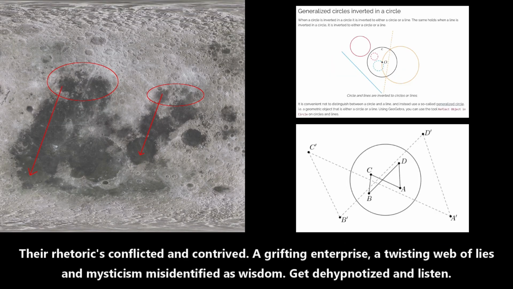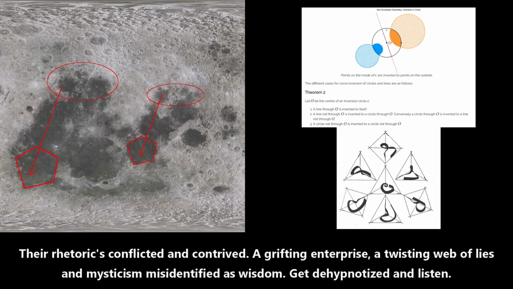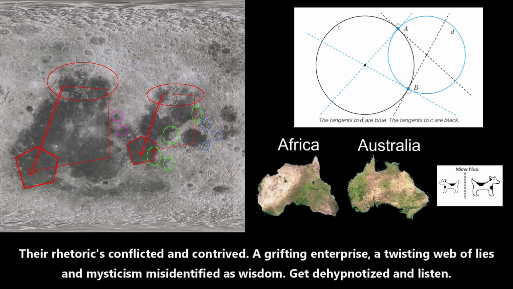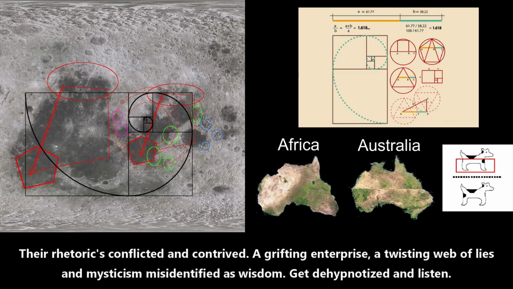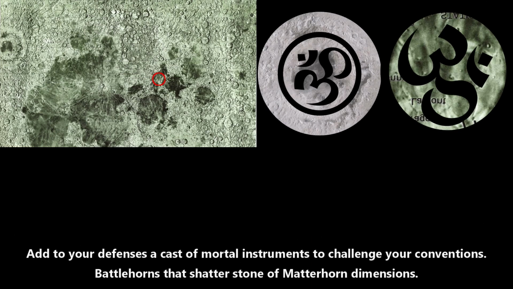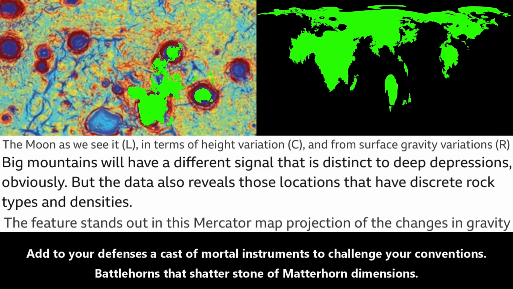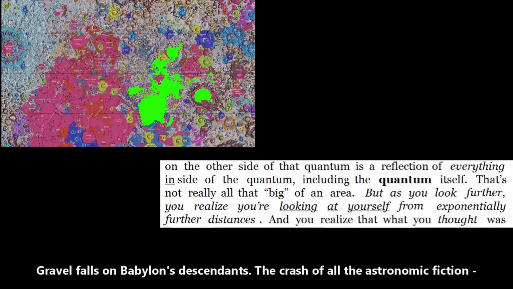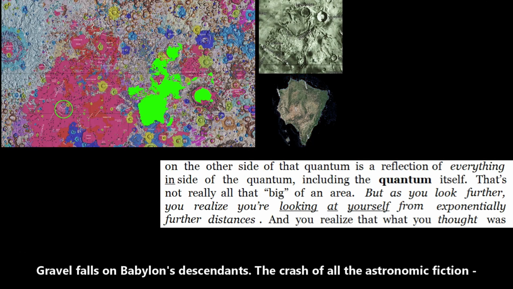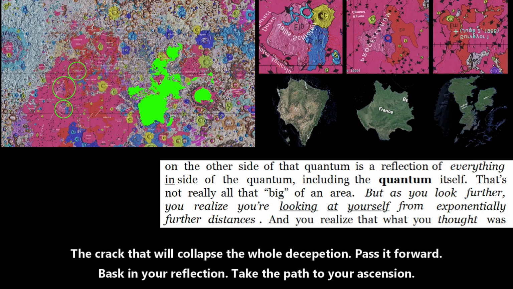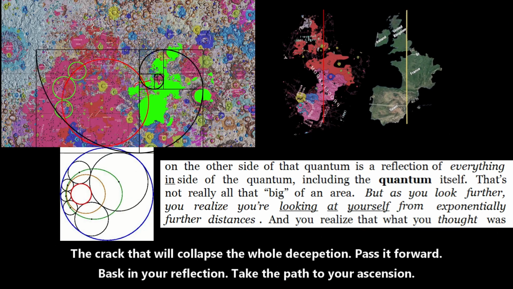Their rhetoric's conflicted and contrived, a grifting enterprise, a twisted web of lies and mysticism, misidentified as wisdom. Get dehypnotized and listen, add to your defenses a cast of mortal instruments to challenge your conventions. Battle horns and shatterstone of Matterhorn dimensions. Gravel falls on Babylon's descendants. The crash of all the astronomic fiction, the crack that will collapse the whole deception. Pass it forward, bask in your reflection, take the path to your ascension.